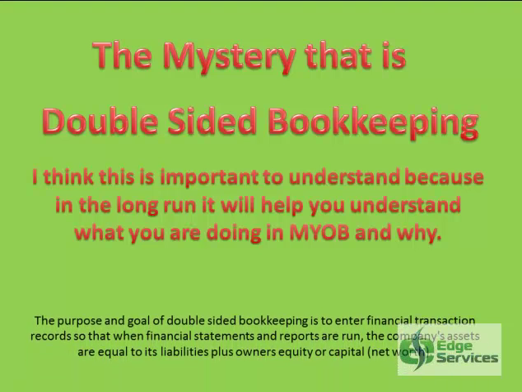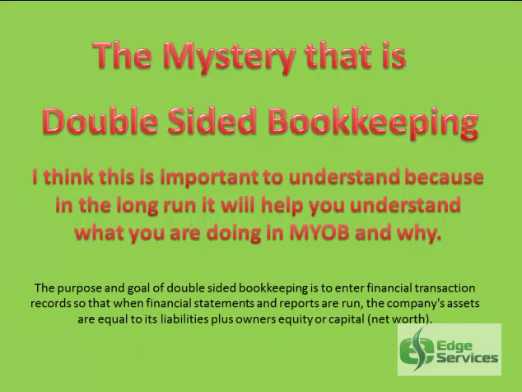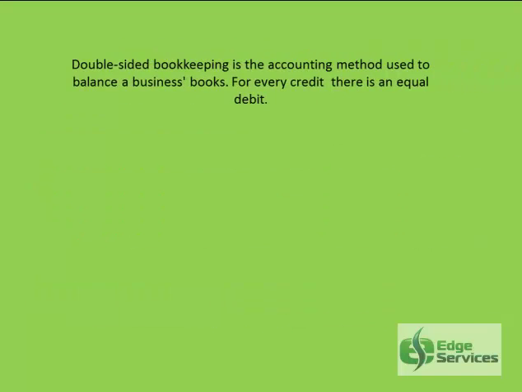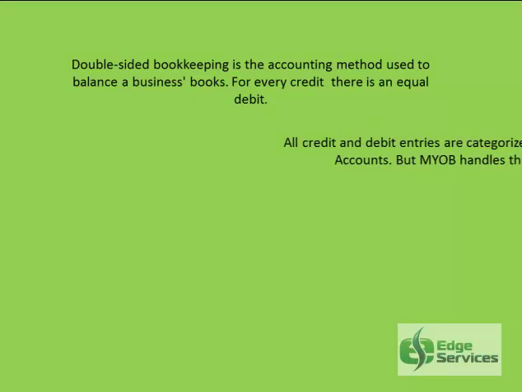The purpose and goal of double-sided bookkeeping is to enter financial transaction records so that when financial statements and reports are run, the company's assets are equal to its liabilities plus owner's equity or capital, being net worth. Double-sided bookkeeping is the accounting method used to balance a business's books. For every credit, there is an equal debit.